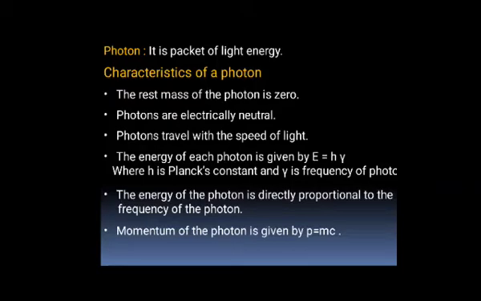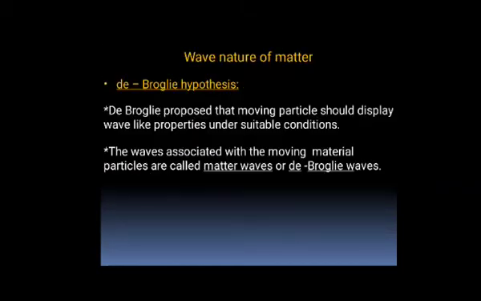Now let us take a very interesting one, that is the wave nature of matter. De Broglie, the name of the scientist, made a bold suggestion. Like radiation, matter also has dual nature. According to him, matter, like electrons, exhibits wave properties under suitable conditions. This logic is based on the following consideration.